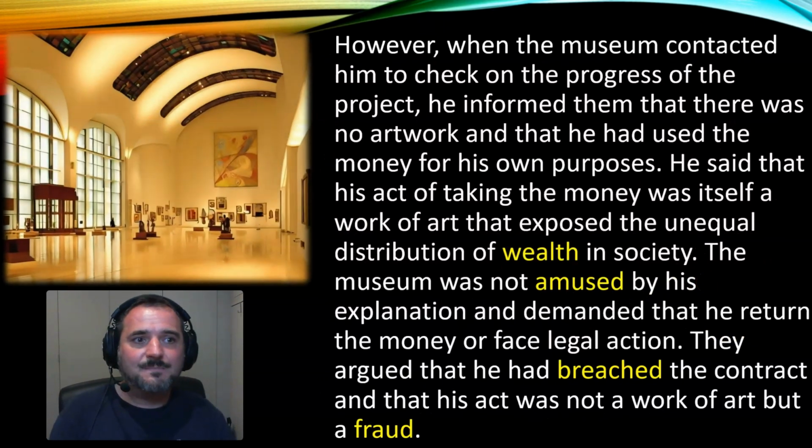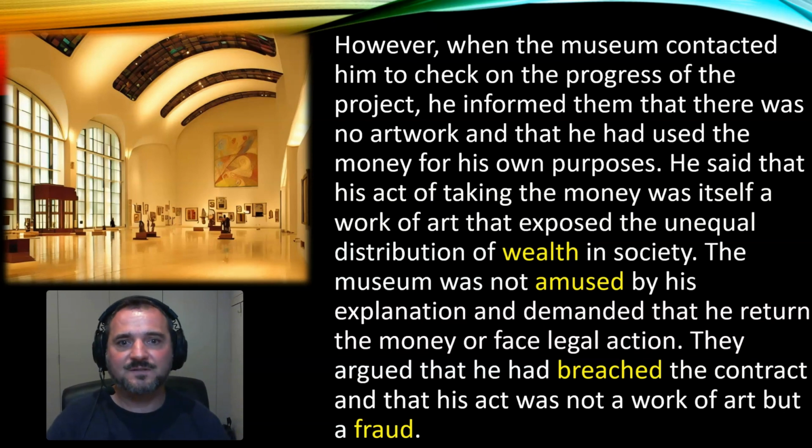However, when the museum contacted him to check on the progress of the project, he informed them that there was no artwork and that he had used the money for his own purposes. He said that his act of taking the money was itself a work of art that exposed the unequal distribution of wealth in society. The museum was not amused by his explanation and demanded that he return the money or face legal action. They argued that he had breached the contract and that his act was not a work of art, but a fraud. So the first word we have here is wealth.